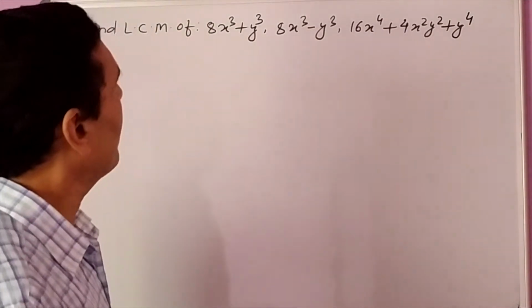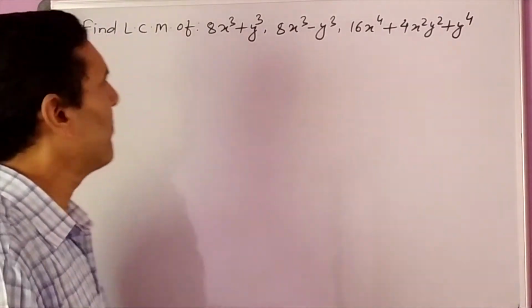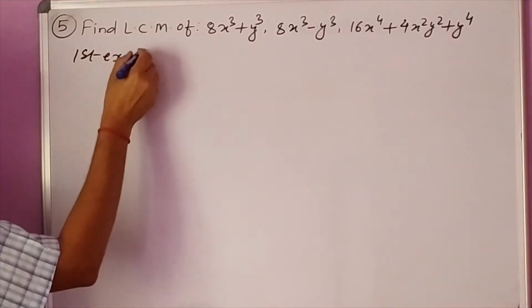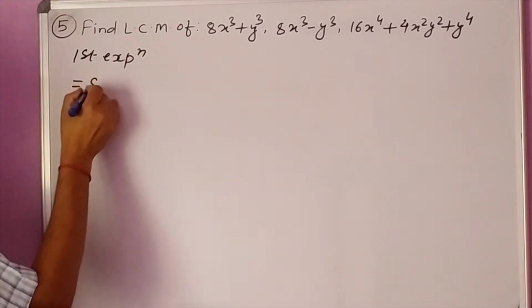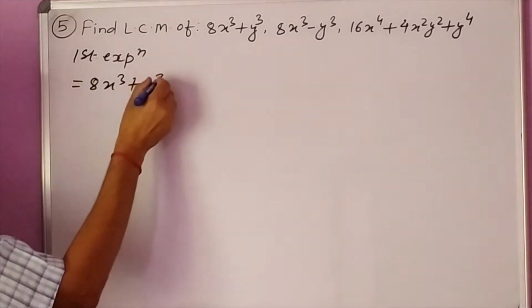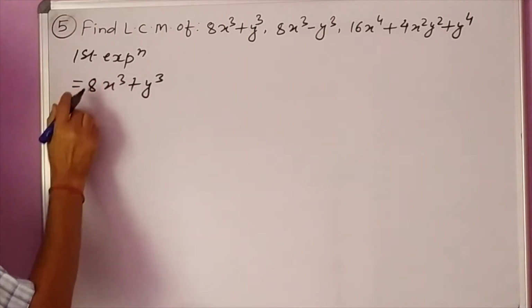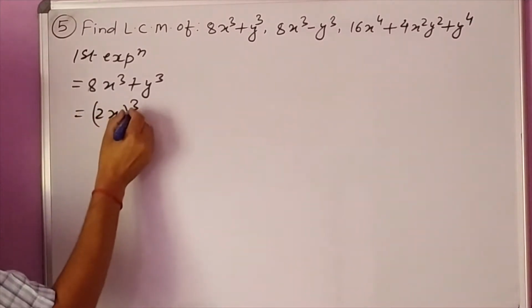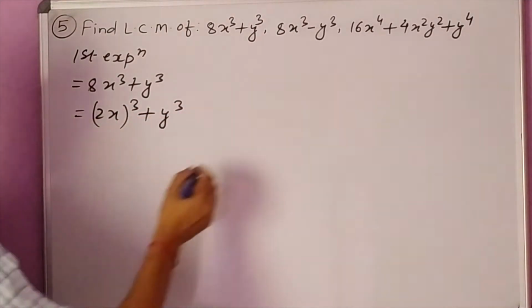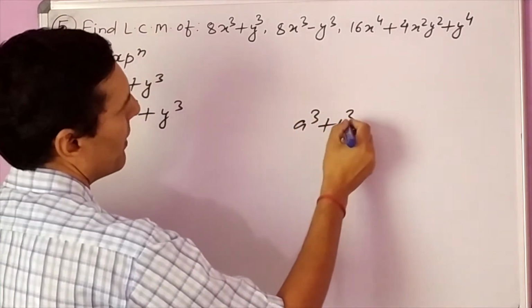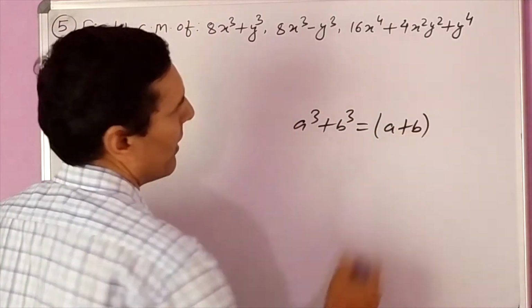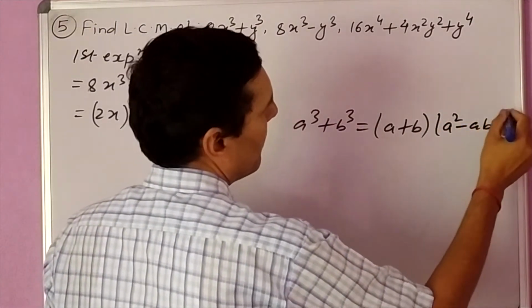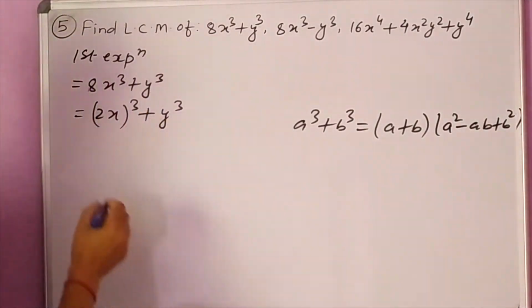So to find their LCM, we factorize them one by one. So the first expression is 8x³ plus y³. It is in the form of a³ plus b³, because 8x³ is the cube of 2x, and this y³. We know that the formula of a³ plus b³ is a plus b times a² minus ab plus b². So use the same formula here.